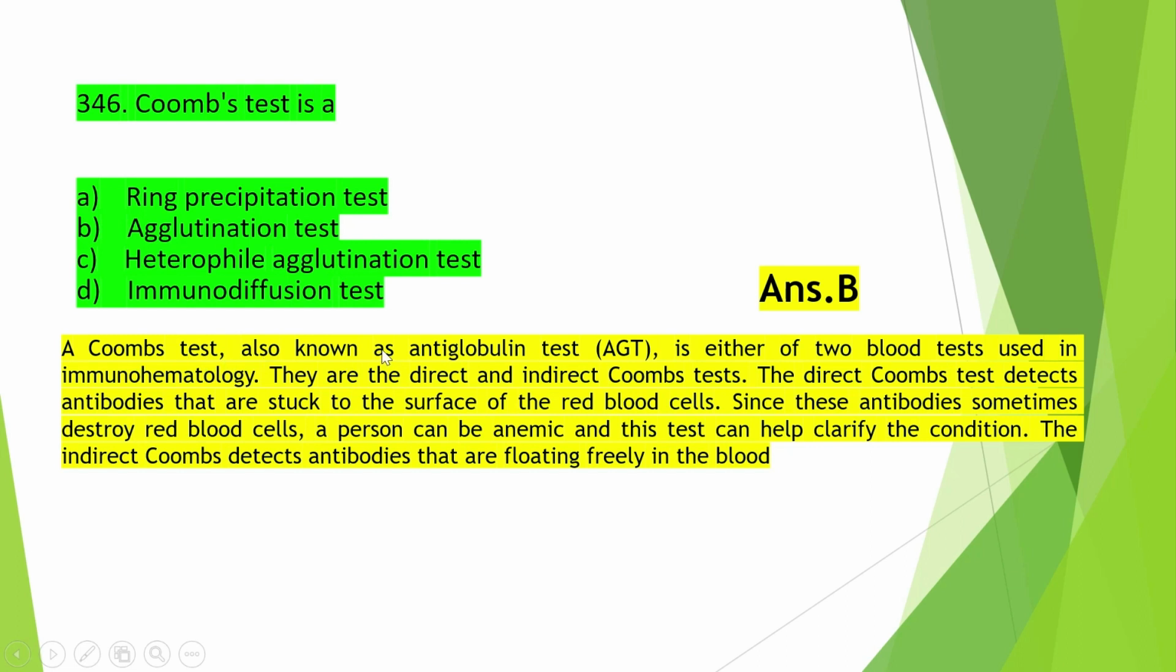So a Coombs test, also known as antiglobulin test, is either of two blood tests used in immunohematology, and they are the direct and indirect Coombs test. The direct Coombs test detects antibodies that are stuck to the surface of the red blood cells. Since these antibodies sometimes destroy red blood cells, a person can be anemic, and this test can help clarify the condition. The indirect Coombs test detects antibodies that are floating freely in the blood. Okay, so this is the Coombs test.